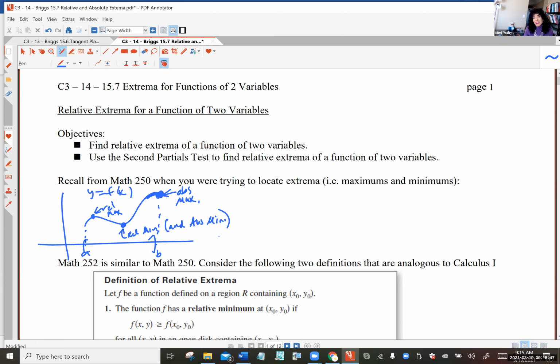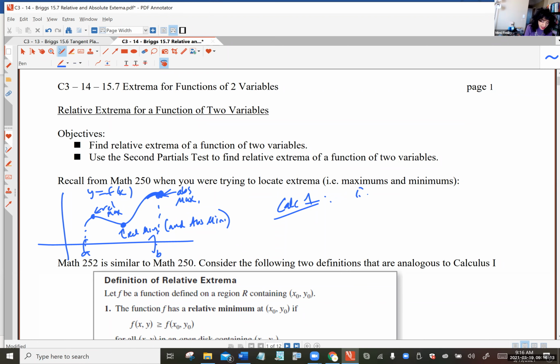So in this class, I don't have time to do absolute extrema, but it is in my book, so I encourage you to read it. I'm not going to quiz you on it, though, or give you homework. We're just short on time. So we're going to do relative extrema only. So when you took Calc 1, what was the procedure that you used to get these relative extrema?